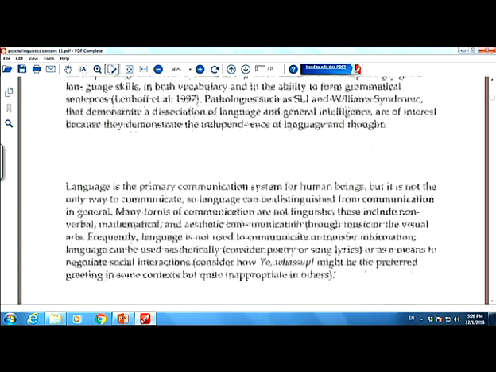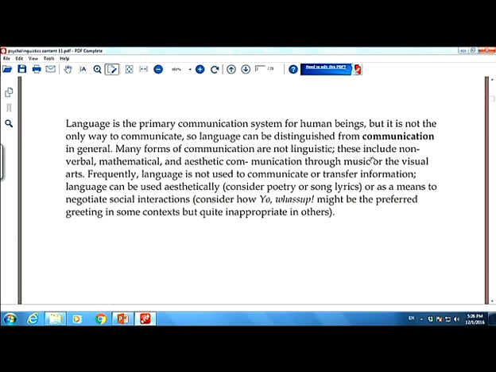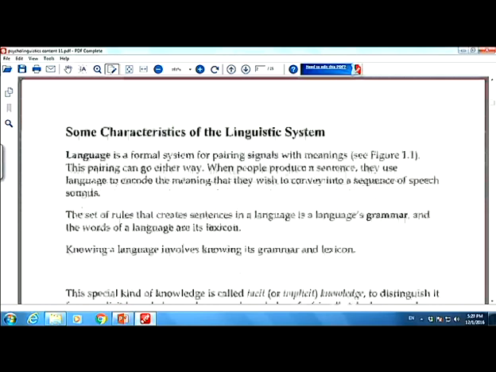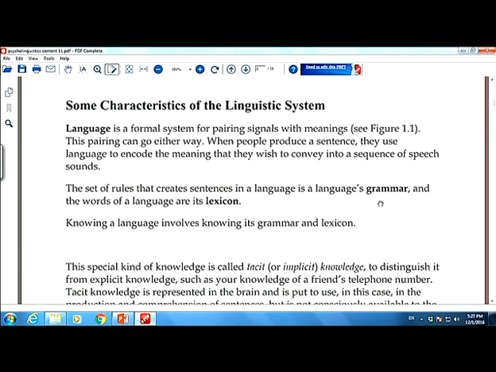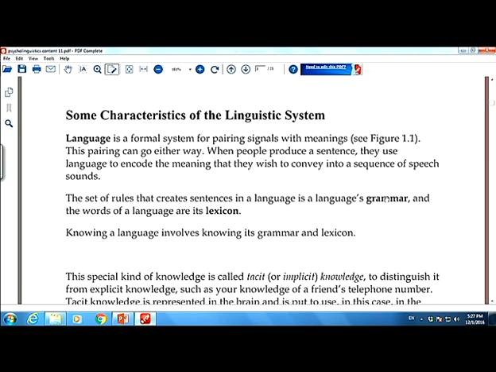Here, communication. What is the difference between communication and language? This part focuses on it. Here we have some definitions. What is language? What is grammar? This is very important because it's in bold. So grammar, what is grammar? I might give you this word. Grammar is, and then I give you 1, 2, 3 options. So you tell me which one is the right answer.